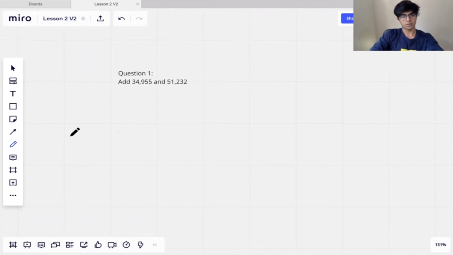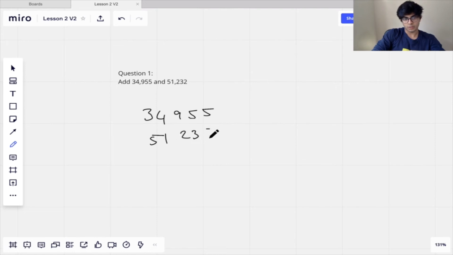So question 1, back to my trusty black pen. Question 1 is to add this. Here we have to use our formal written methods. So we go 3, 4, 9, 5, 5, 5, 1, 2, 3, 2.